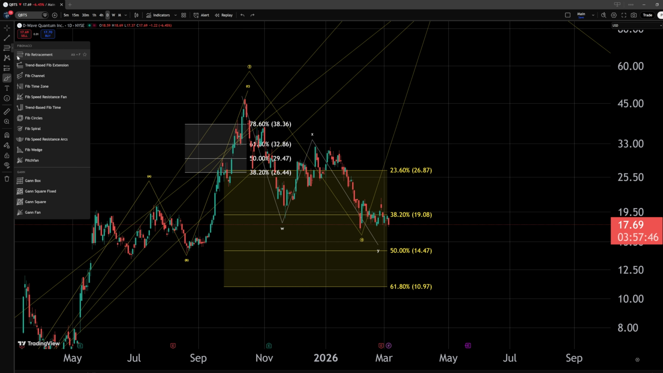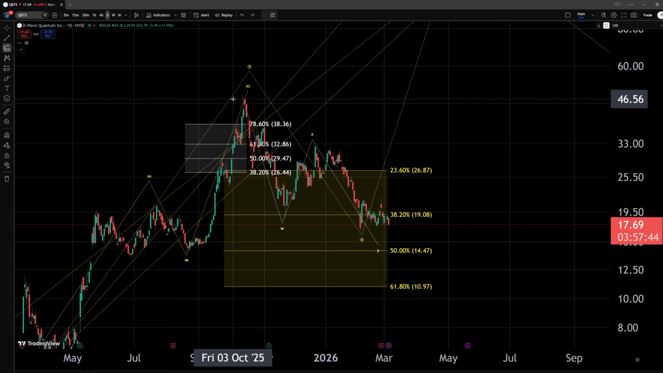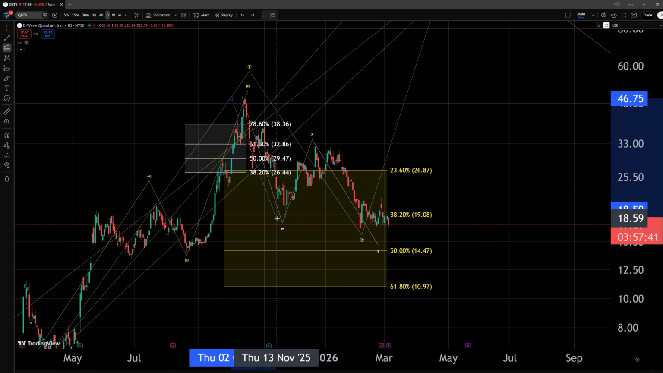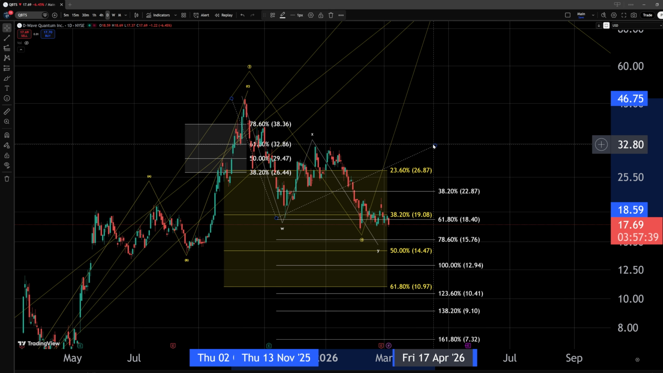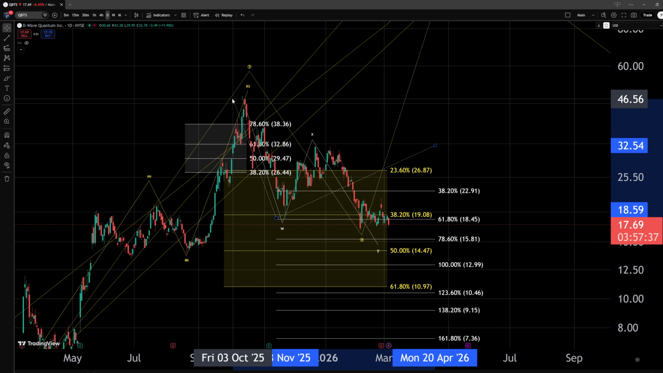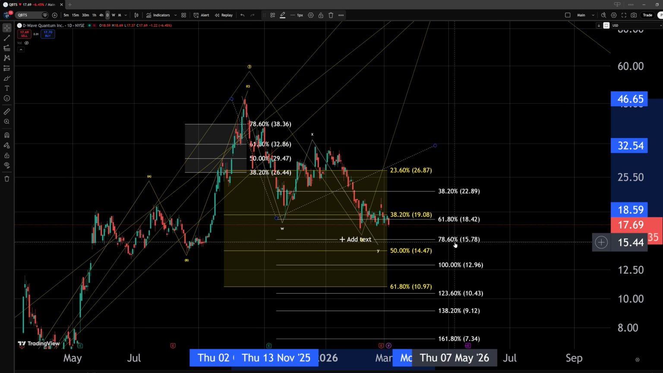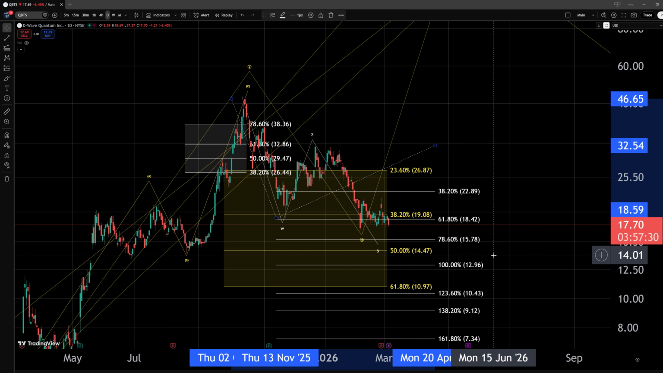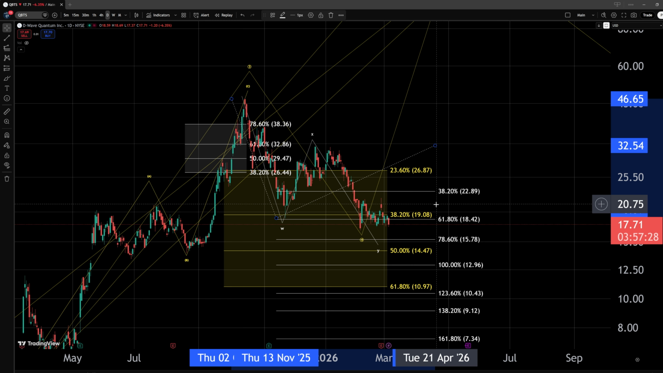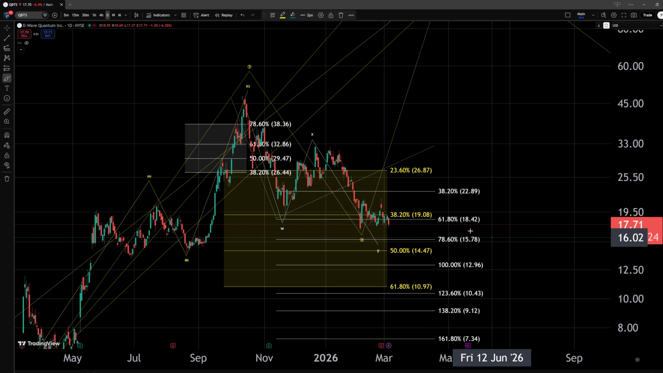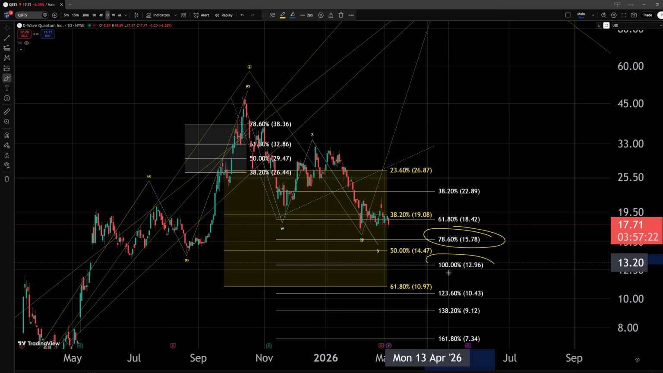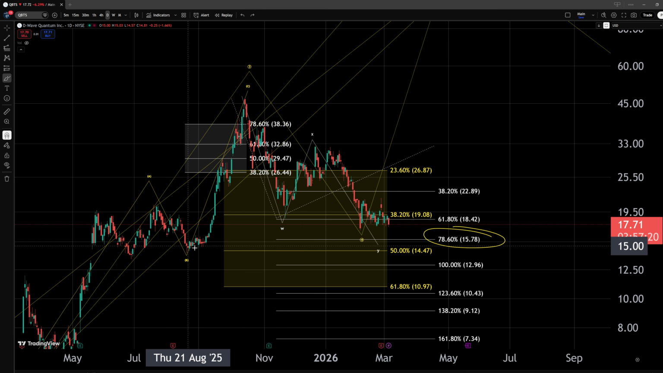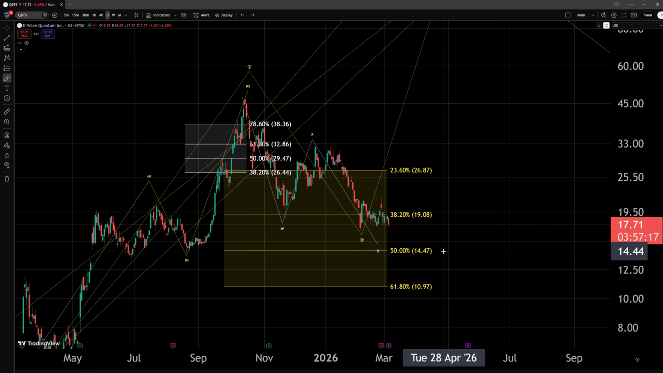Now, before we go into that, if you remember, the ideal target for the wave Y or the wave C, whichever, would be the 100% extension of the wave A or the wave W. In this case, it is at the $13 level, but this is an ideal target. We don't need to get there. We could very easily be looking to form a bottom between the 78.6% extension and the 100%, around the 50% retracement that we have here at the $14.5, where we have additional structural support.